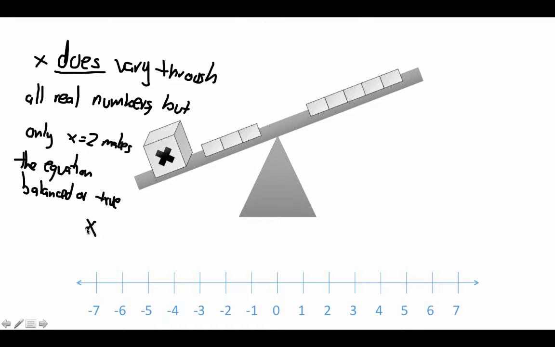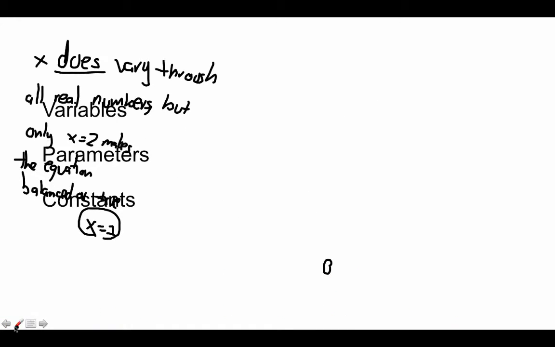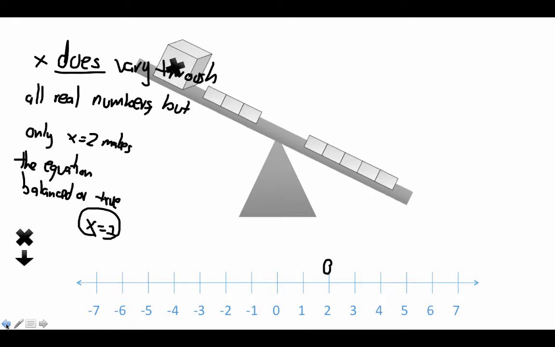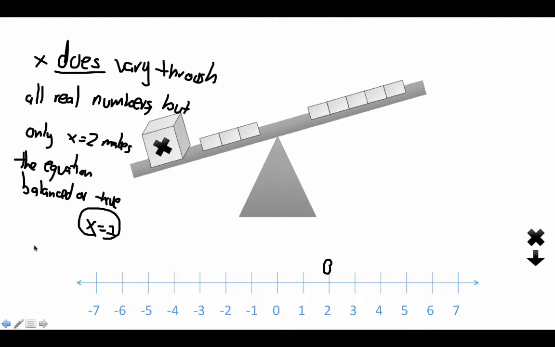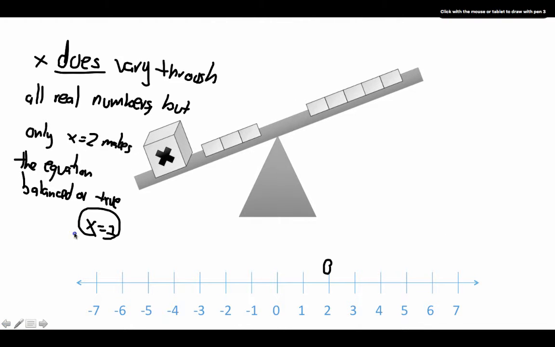In other words, when we write x equals 2, we're not freezing x right here, okay? We're still letting this animation happen. We're still letting x go through every single value. But it's only x equals 2 that makes this equation balanced.